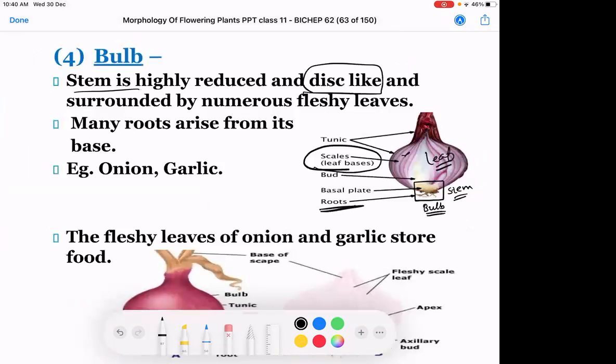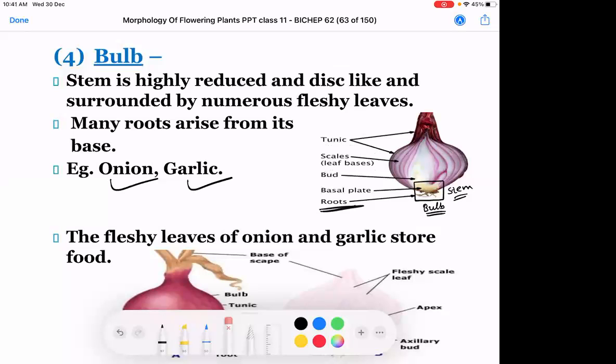So the stem is highly condensed, reduced, and disc-like. This is the only feature of this bulb. Many roots arise from its base. For example, onion and garlic. These are the two best examples. They have leaves which are storing the food. That is why they are called fleshy leaves. Ready? Why? Because they are storing the food.